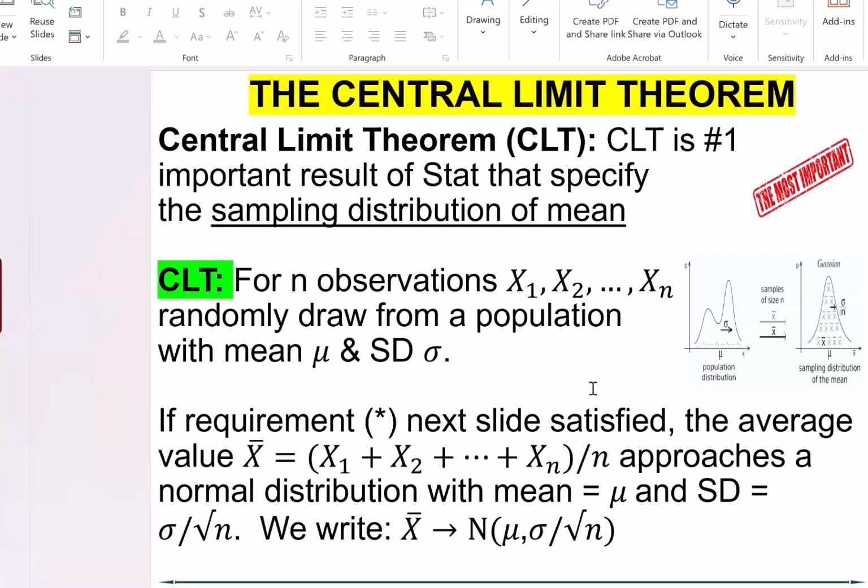The beauty of this theorem is that even though we don't know the original distribution of the data, if we know it has a mean mu and standard deviation sigma, then your x bar, the sample mean, always converges to a normal distribution with mean mu. The standard deviation shrinks a little bit to sigma divided by square root of n. Here, n is your sample size.